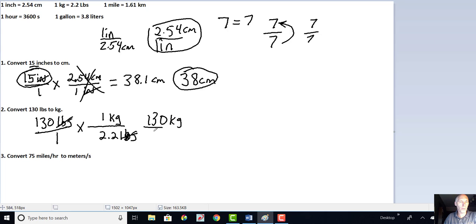And on the bottom is just 2.2. Don't leave it like that. Divide it out. So when you divide that answer out, you're going to get 59 kilograms. Okay, you notice your measurement had 2 significant figures. That 0 didn't count. There's no decimal there. 2 significant figures. That was not your limiting factor.